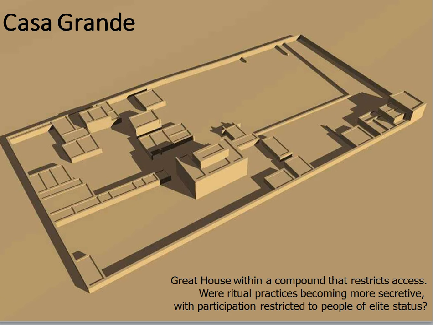Like other platform mounds, Casa Grande was enclosed within a compound that restricted access. These compound walls and the rooms on top of the platform mounds suggest that ritual activities were becoming more secretive, with participation restricted perhaps only to people of high status. This is unlike the more open and inclusive communal rituals associated with the earlier ball courts.